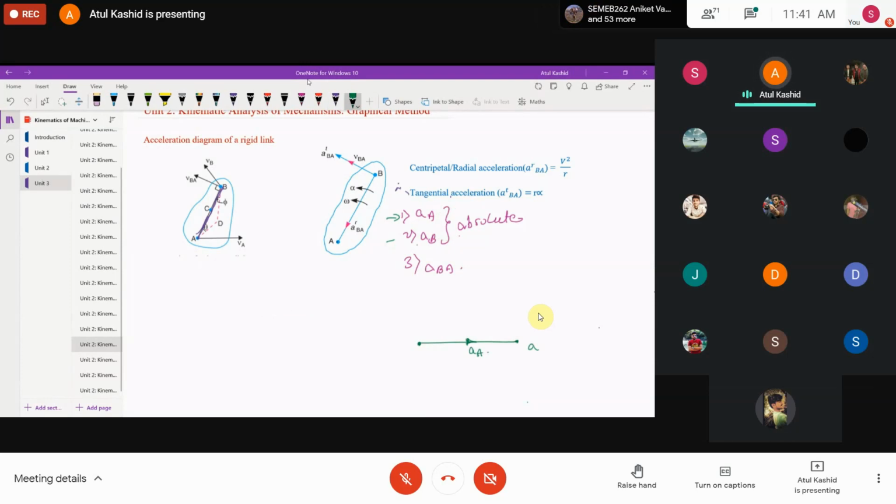Similarly, I will take the B also, because I know acceleration of A was given in this direction and B also is given in this direction, right? So this is acceleration of B. So to this I will draw a parallel line. Right. So what is this? This is our acceleration of B, but we don't know the magnitude for this, right? So what I will do, I will extend it on both the sides, as we don't know the magnitude, right?